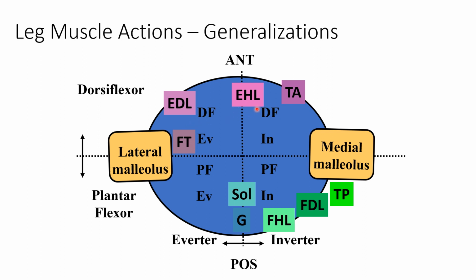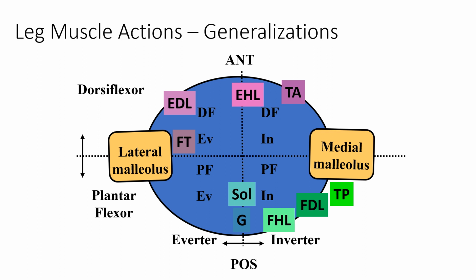And our extensor hallucis longus, for the most part, the tendon is midline, but at the ankle joint, it does slightly shift medial in order to get to that big toe. So because it does go slightly medial, it does slight inversion, but it mostly does dorsiflexion.